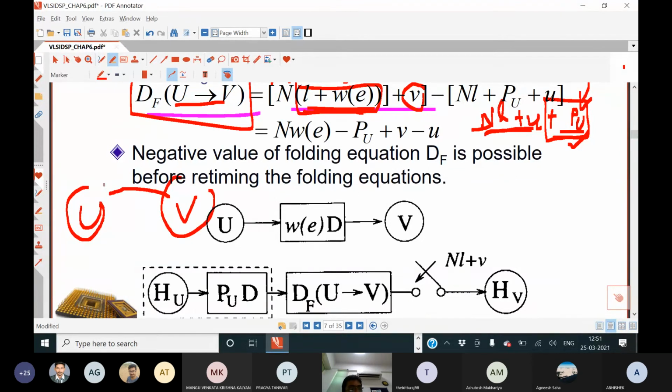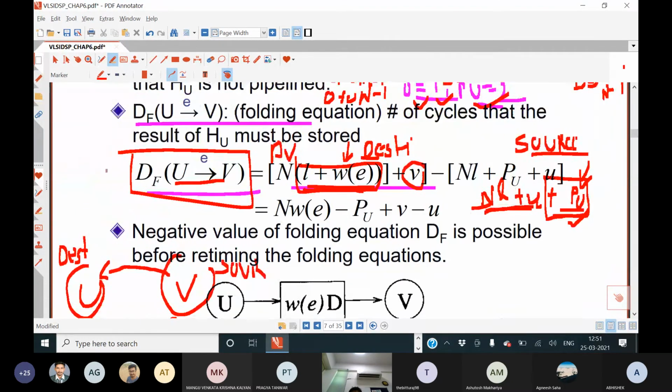where V is being connected to U, then at that time we should know P of V, because now V acts as a source node and U acts as a destination node. But when we are considering that U to V activity, then U is a source node and V is a destination node. So there is no way that PV will come into this particular equation. But of course, PU is important because I should know when the source is completing its execution.